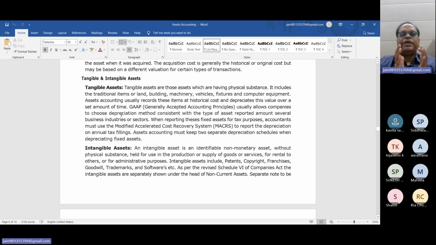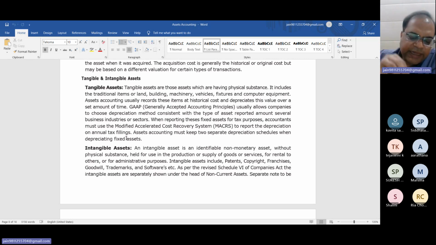As per the GAAP, generally accepted accounting principles, companies are usually allowed to choose a depreciation method consistent with the type of the asset reported among several business industries or sectors. Well, you are free to opt for the depreciation method. But definitely you have to use the depreciation method according to the similar type of industry. While reporting these fixed assets for tax purposes, the accountant must modify to an accelerated cost recording system to report the depreciation on the annual tax filing.